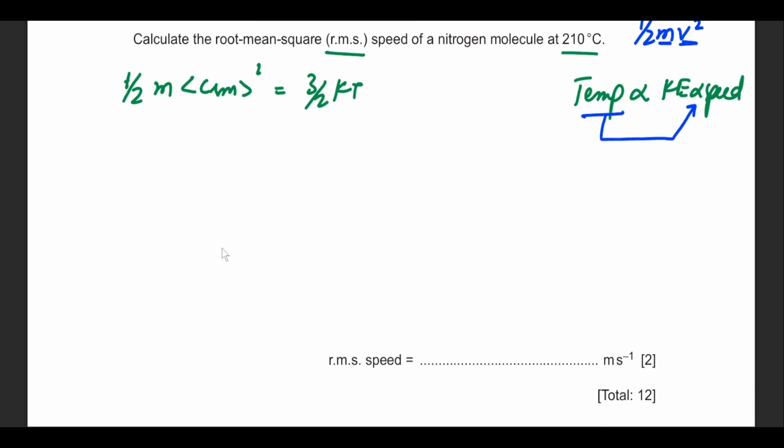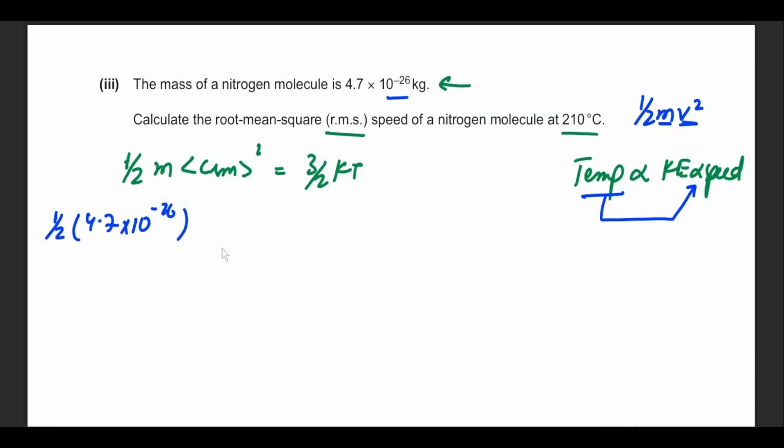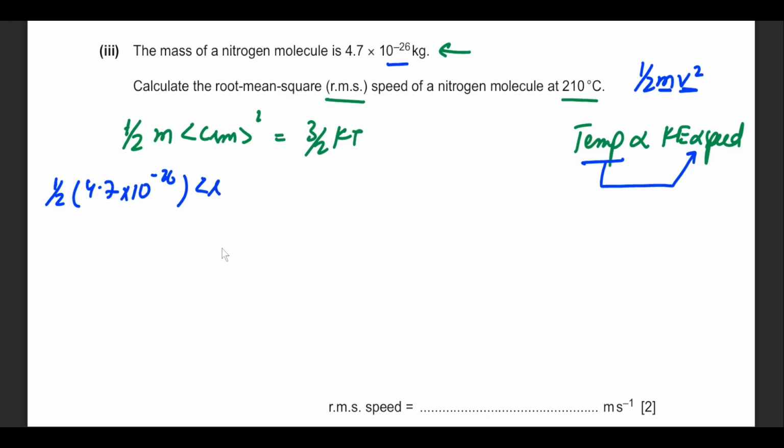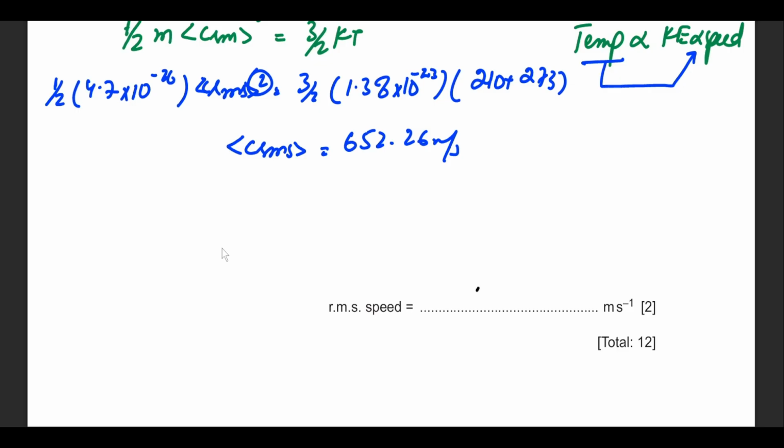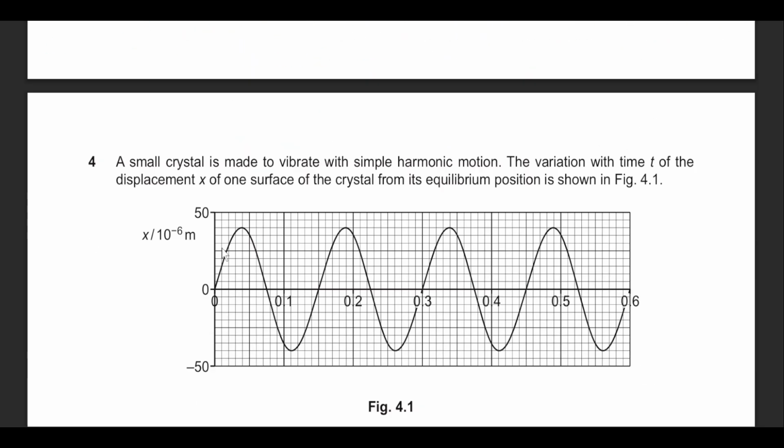Anyways, let's put in the values over here. So this is 1 over 2, mass is given to us as 4.7 times 10 raised to power minus 26. I think it's given over here, yes. And the root mean square speed, c RMS, squared is not known. 3 by 2 times the Boltzmann constant, 1.38 times 10 raised to the power minus 23, times 210 plus 273. And of course, don't forget to take the square root on the other side. The c RMS comes out as 652.26 meters per second, which up to two significant figures will become 650 meters per second. Let's move on to question 4.